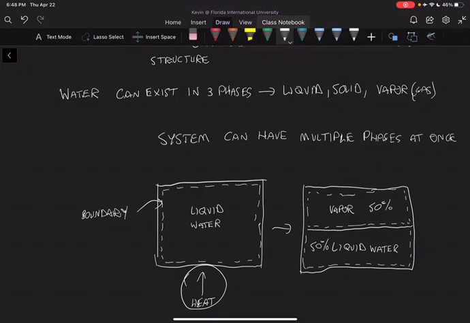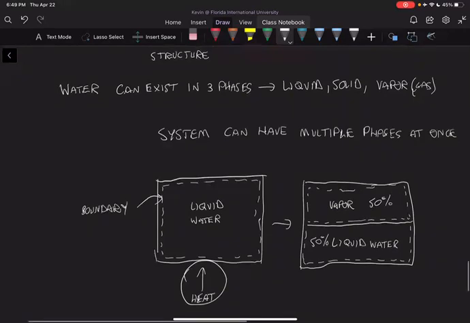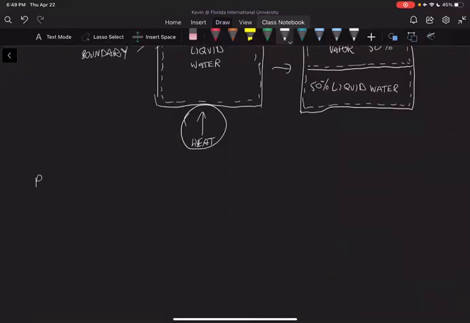at the same point in time. Okay, and a good example of that is when you're boiling pasta or you're cooking rice or anything like that. Okay, so now let's go over to the definition of a process.